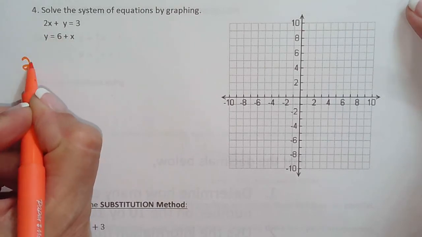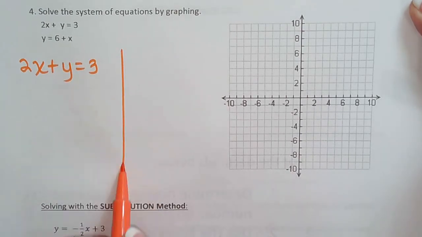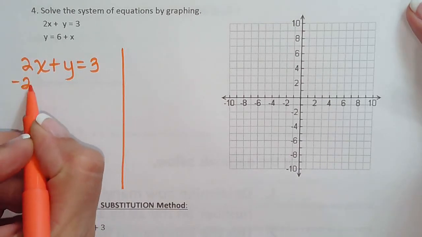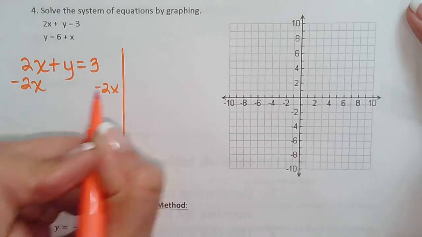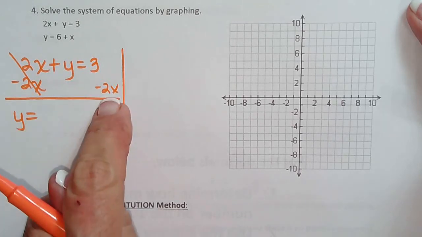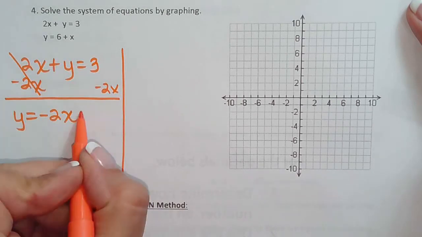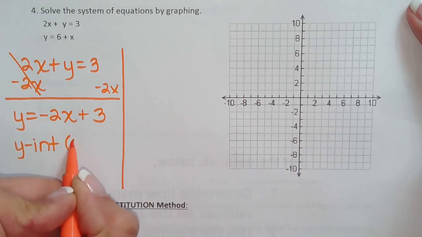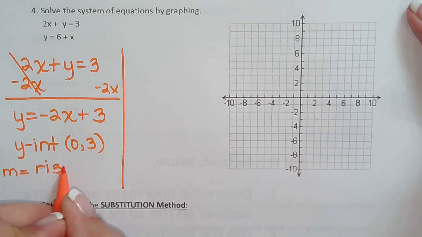So we have another system, 2x plus y equals 3. This is another one that's pretty easy because see how the y is almost alone, the y is alone, so not too much work on this one. So to get y alone, we have to subtract 2x from both sides. 2x minus 2x is 0, so we get y equals negative 2x. And there's no sign in front of 3, so that would be positive 3. So our y-intercept is 0, 3. And our slope, which is our rise over run, is negative 2 over 1.